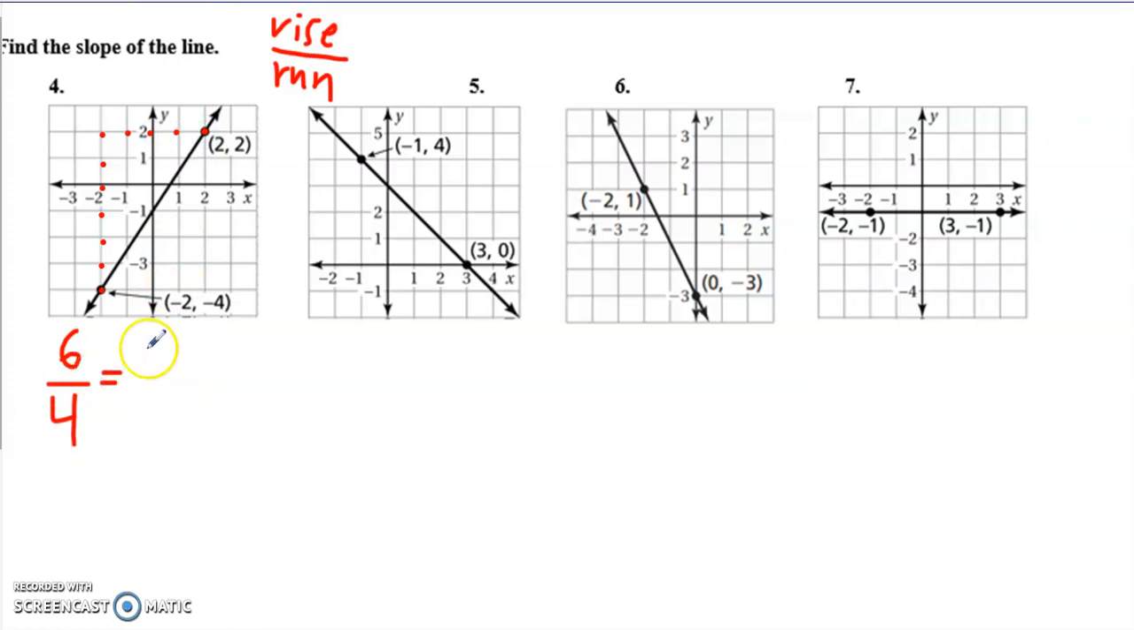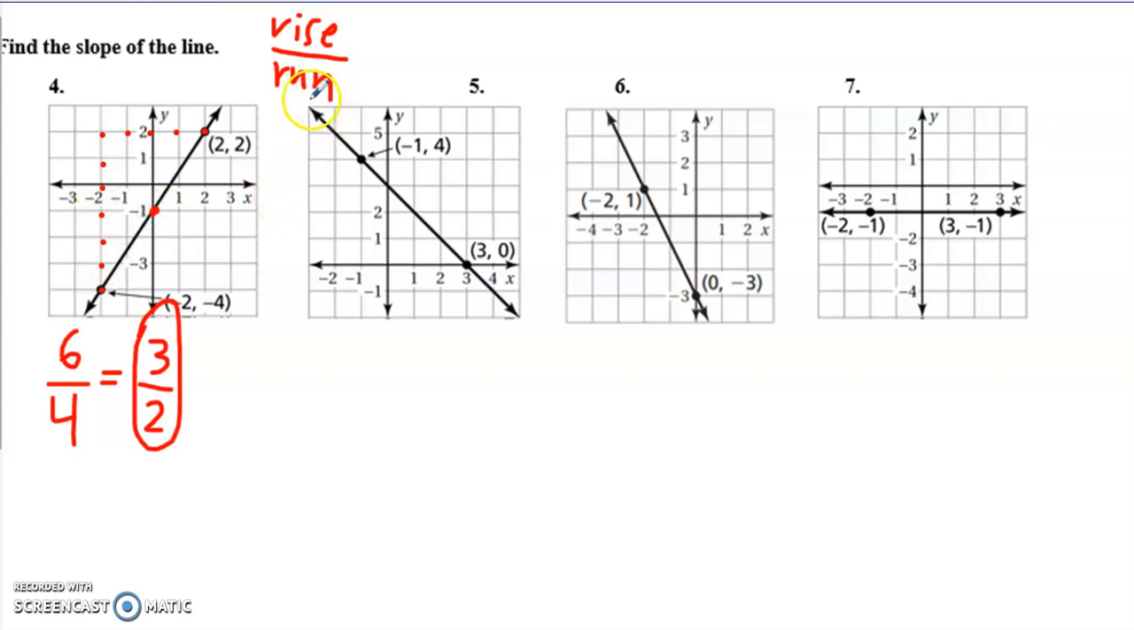This can be simplified if we divide both of them by 2. 6 divided by 2 is 3, and 4 divided by 2 is 2. Alright, so 3 over 2 is our slope for this line, which means if we go up 3 and over 2, we'll also have a point right here.